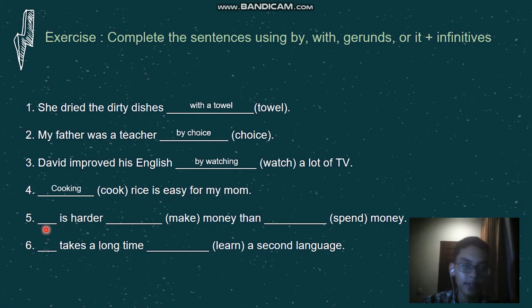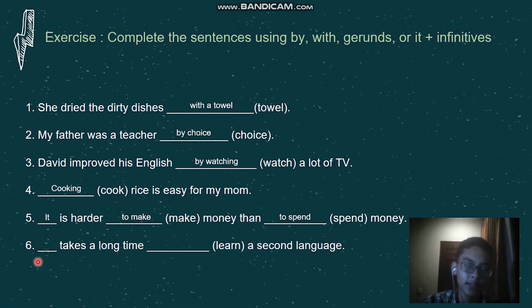The fifth question is: blank is harder blank make money than blank spend money. Here there are two verbs, and also the subject is followed by the verb and the adverb or the adjective. That's why we will be using it plus infinitive, so the complete sentence is: it is harder to make money than to spend money.